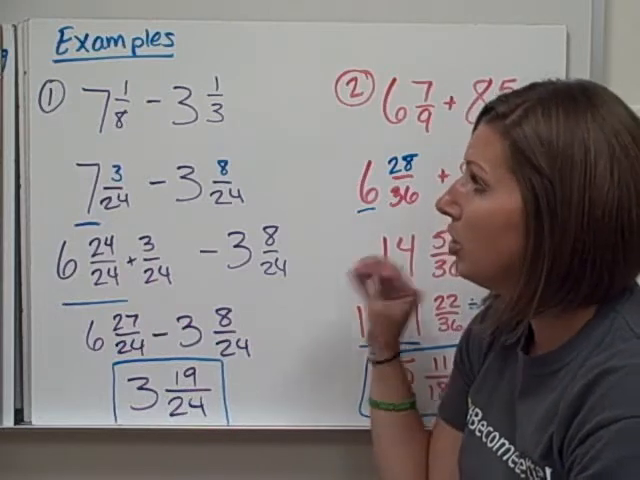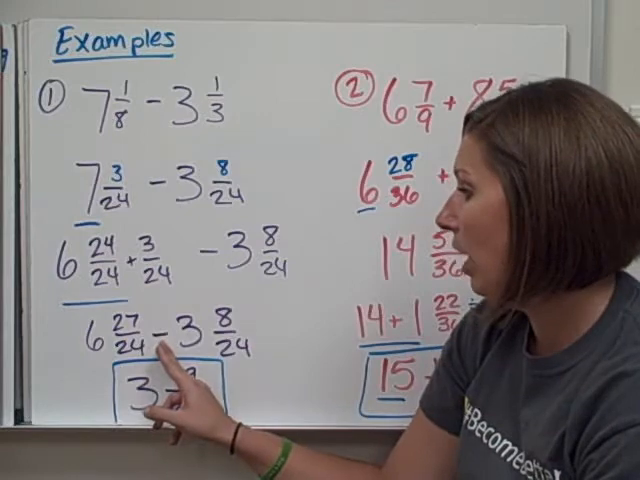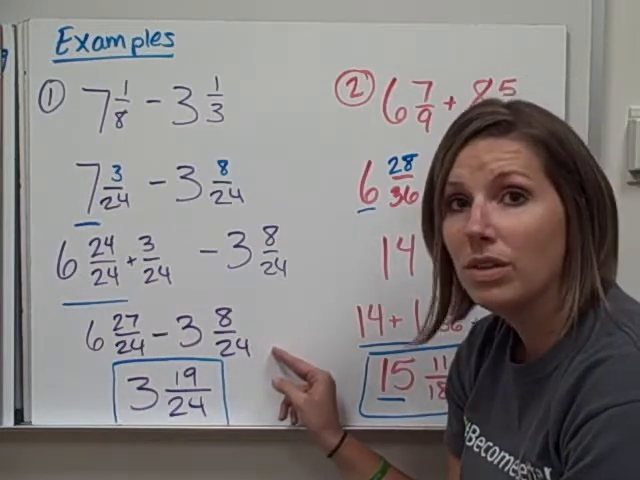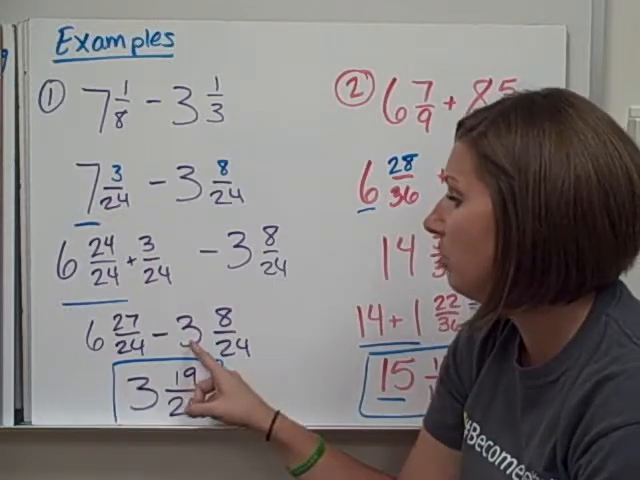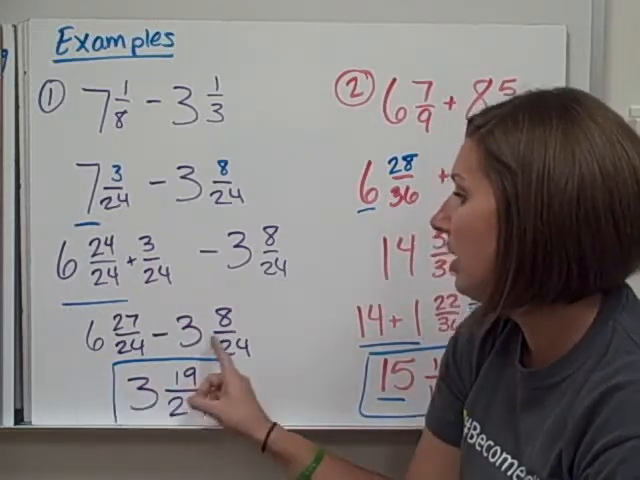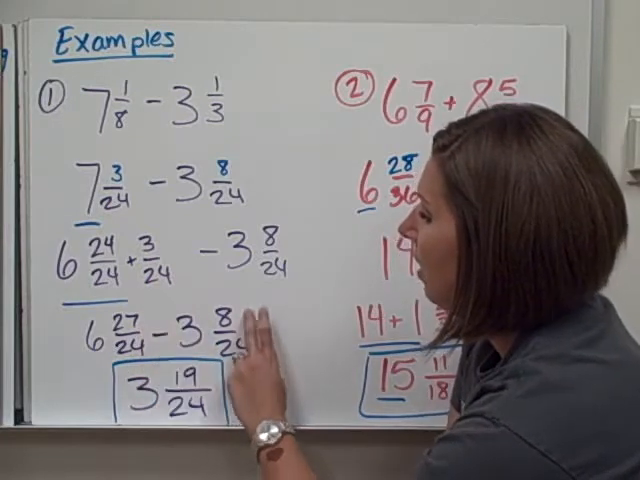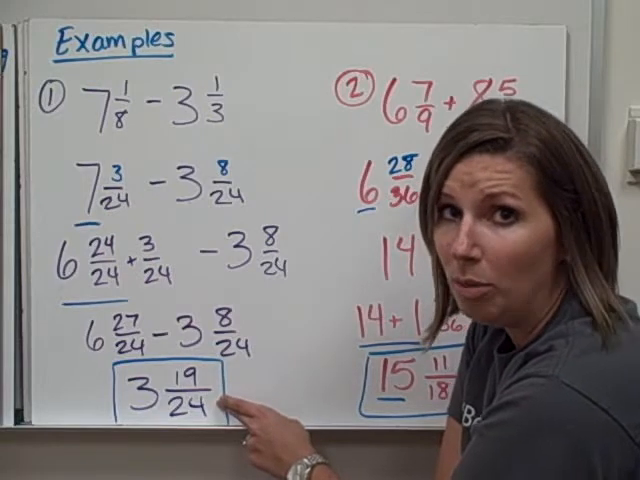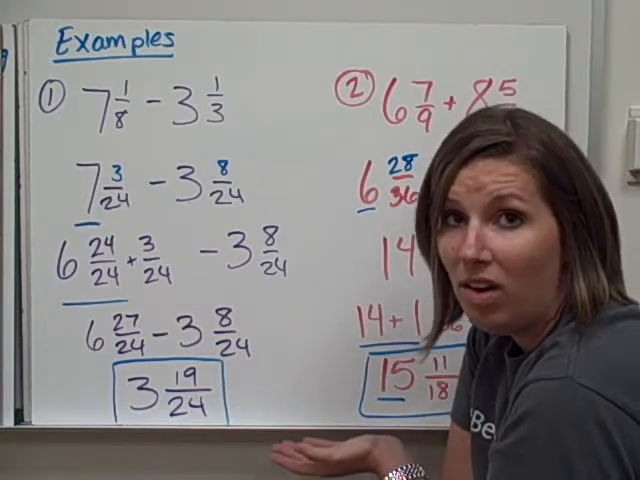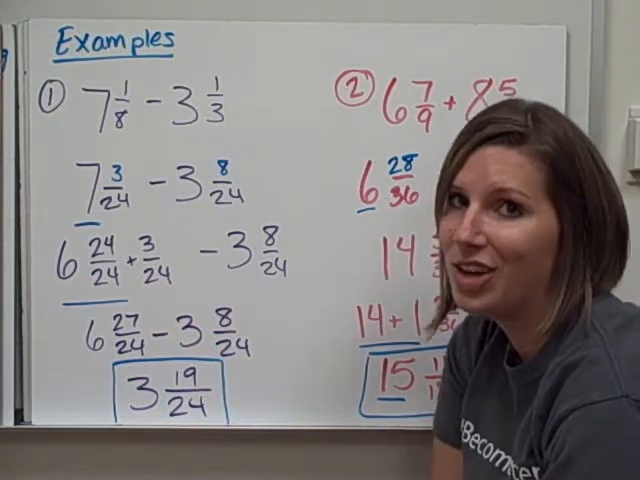So now my problem should read 6 and 27/24 take away 3 and 8/24. To subtract mixed numbers, I can go ahead and subtract the whole number. 6 minus 3 is 3. Then I subtract the numerators. 27 take away 8 is 19. Keep the denominator the same. Double check to see if you can simplify that at all, and you can't. So 3 and 19/24 is our answer.